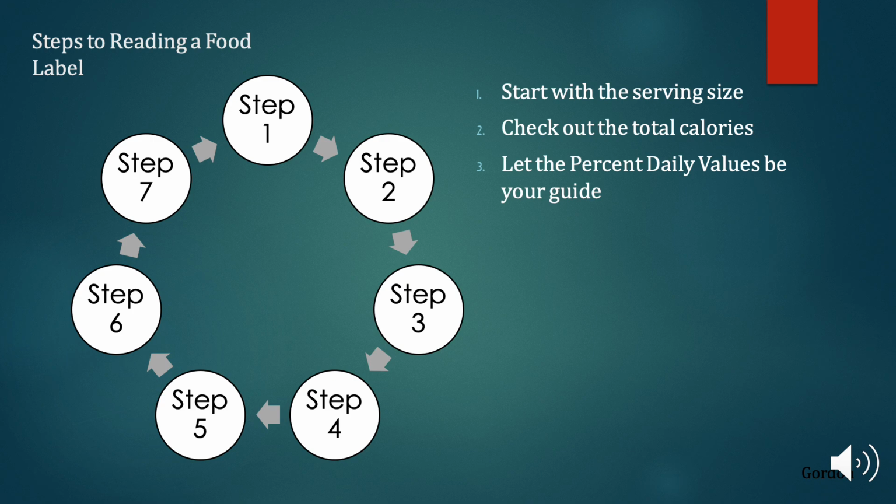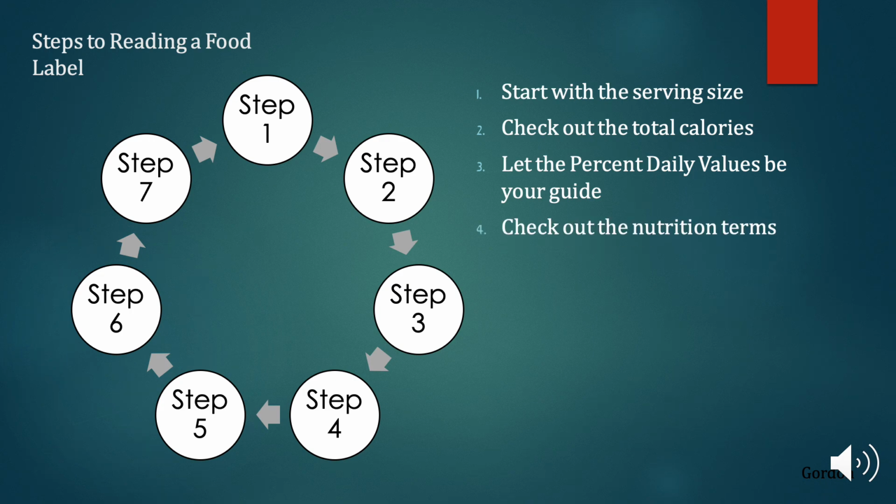Percent daily values are for the entire day, not just one meal or a snack. Low percent daily value is 5% or less, so aim low in saturated fat, trans fat, cholesterol, and sodium. High percent daily value is 20% or more, so aim high in vitamins, minerals, and fiber.